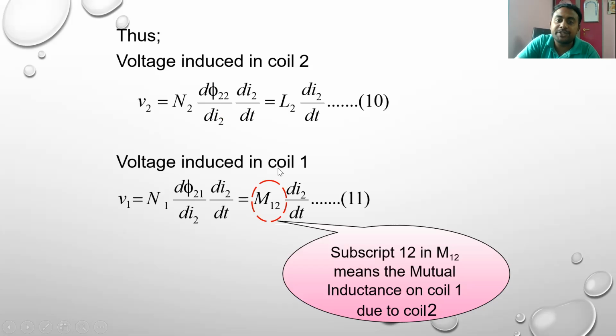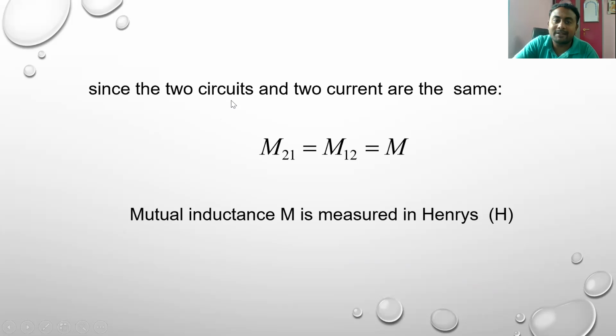The voltage induced in coil 1, that is the mutually induced EMF V1, equals the turns in coil 1, N1, and the flux linking coil 1 is phi 21, and the current flowing through coil 2 only causes this. So d phi 21 by di2 into di2 by dt. I am replacing N1 d phi 21 by di2 with M12. The subscript 12 means the mutual inductance of coil 1 due to coil 2. As we know, for a magnetic circuit with two coils and two currents, M21 equals M12, and we call that M.